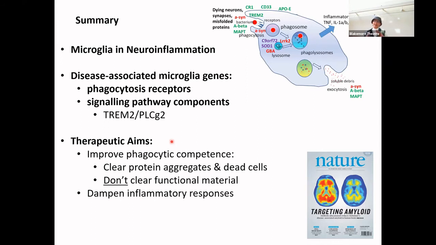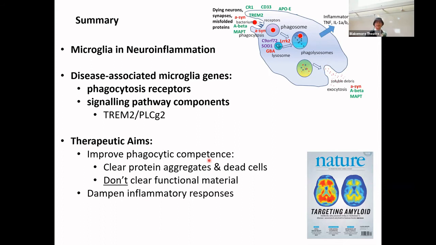we probably want to just try and make them more focused, more targeted in what they phagocytose. So we don't want to just generally increase their phagocytic ability, for example, because they might start phagocytosing things that they shouldn't, that are perfectly fine, the cells that might just have flipped a little bit of phosphatidylserine, but then they're going to sort themselves out and be okay again. We want them to be able to clear the protein aggregates and any dead cells, but not any still functional cells.